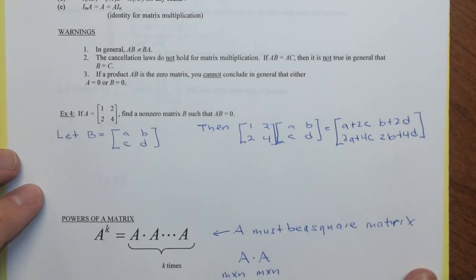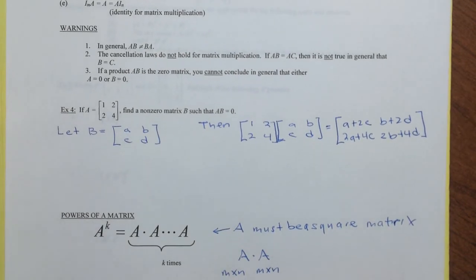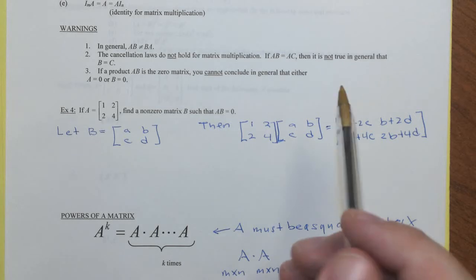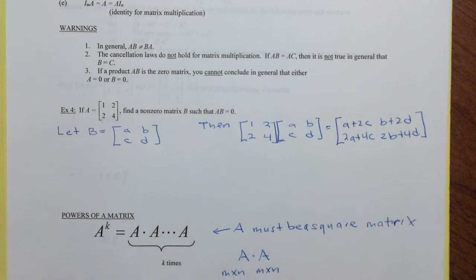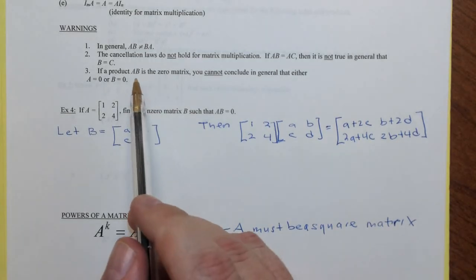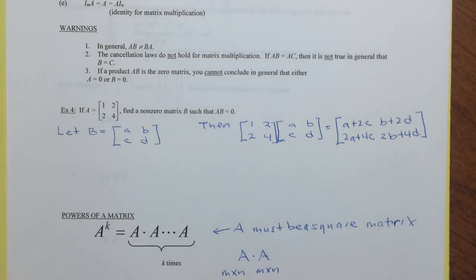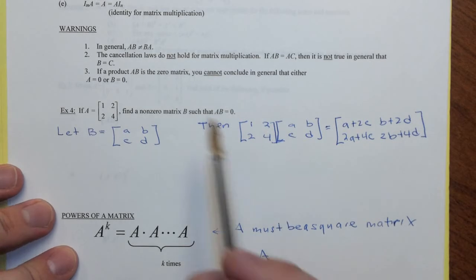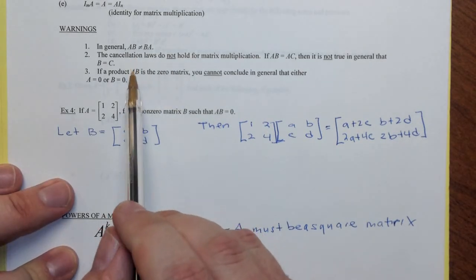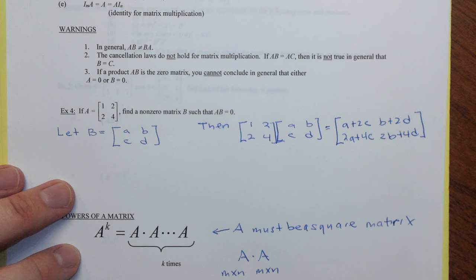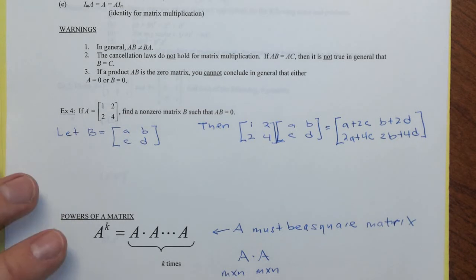So in general, AB does not equal BA. We do not have commutativity. Cancellation laws do not hold for matrix multiplication. If AB equals AC, then it is not true in general that B equals C. If a product AB is the zero matrix, you cannot conclude in general that either A equals 0 or B equals 0. Both of those things kind of tie together. Proving this would also prove that statement 2 is also a fact.